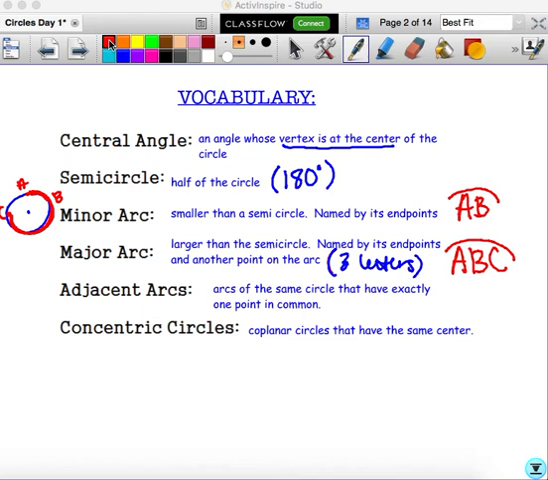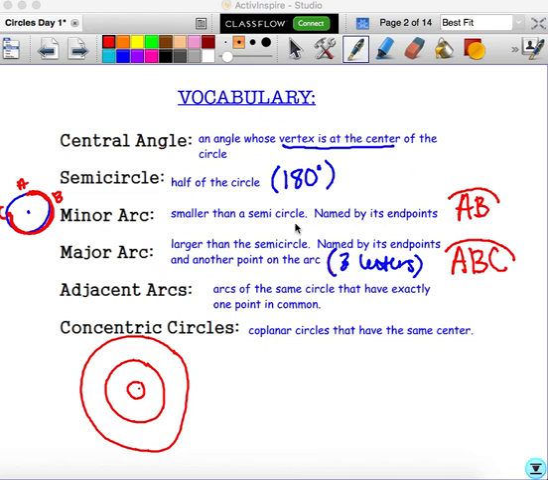Adjacent arcs are 2 arcs that are side by side. So in this particular picture, we could say arc ABC as well as arc CA. Those are adjacent. They're right next to each other, or have a common endpoint. And concentric circles are circles that have the same center. So we've got 1 circle, 2 circles, 3 circles. They all have that same center, which is what makes them concentric.